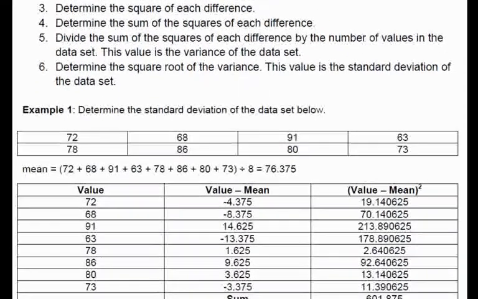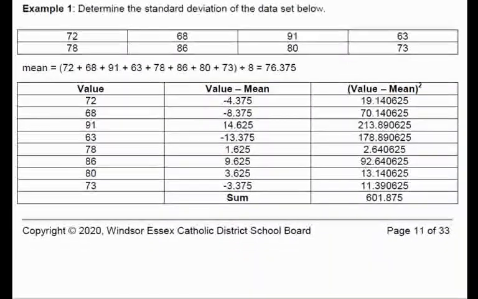So let's look at a sample of how to calculate the standard deviation. So we have 8 numbers here: 72, 68, 91, 63, 78, 86, 80, and 73. We find the mean first, so you add those together and divide by 8. And then this is best done in a table. So I created this table here. I list all of the values. I find out in the second column what's the value, subtract the mean. And if it's negative, it's negative. It doesn't matter, just write it down.